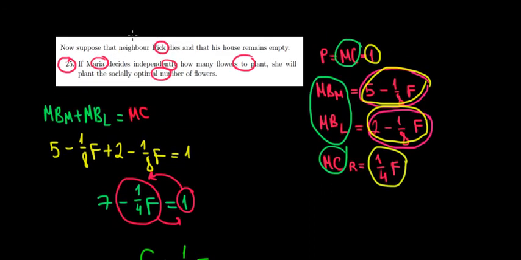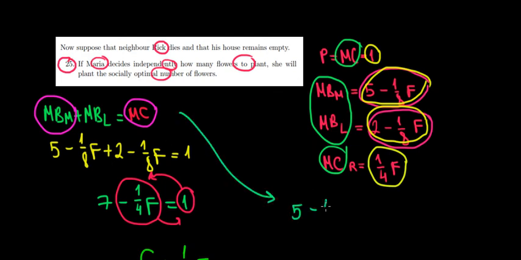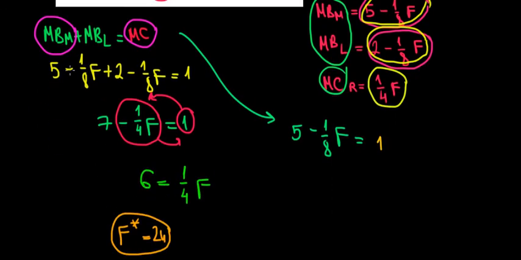Let's see if Maria decides independently how much to plant. So Maria decides independently, we will keep in mind only her marginal benefit and the marginal cost. In other words, what we're going to solve over here is this. 5 minus 1 over 8f, the marginal benefit of Maria, will be equal to the marginal cost. Let's see how much she would plant. Again, let's do the same thing. Take the numbers on one side and the variables on the other side. So this goes over there.